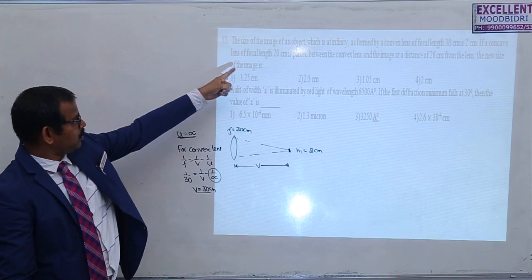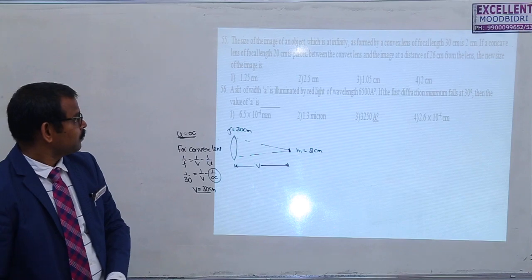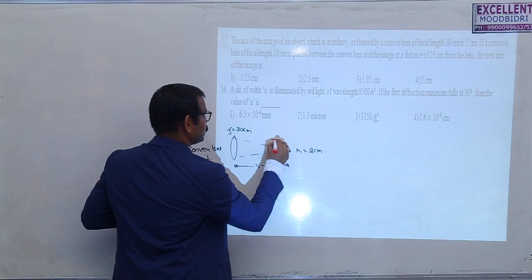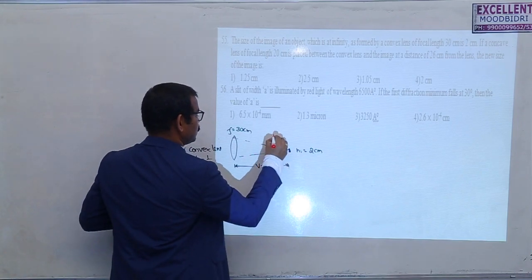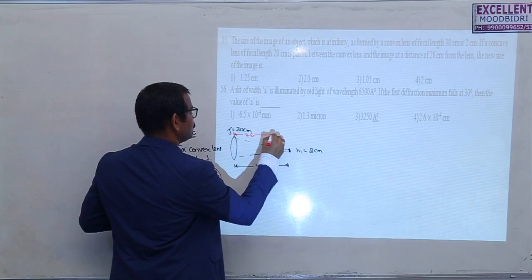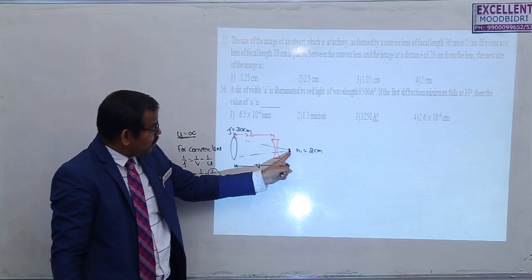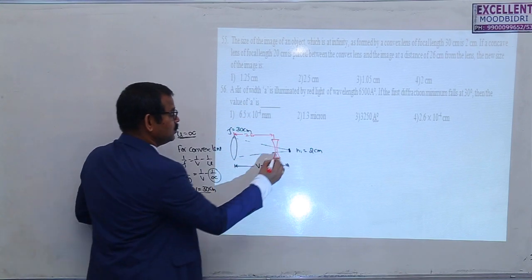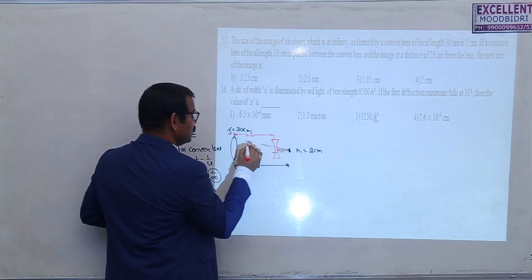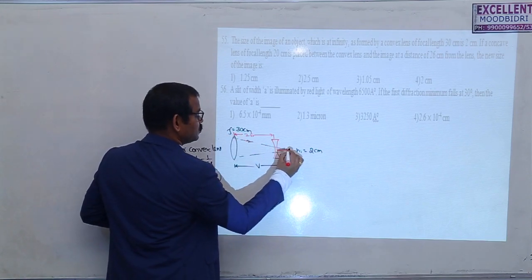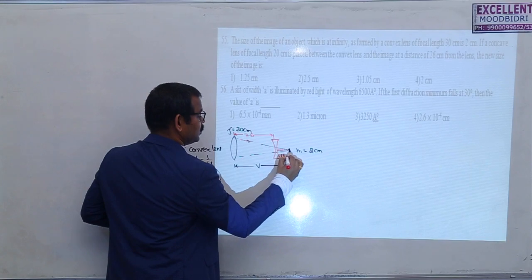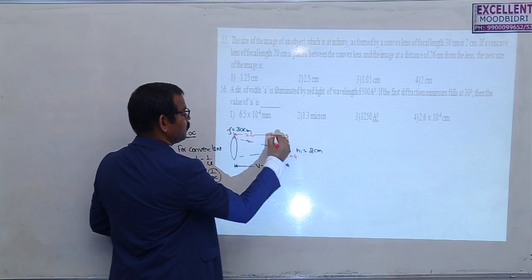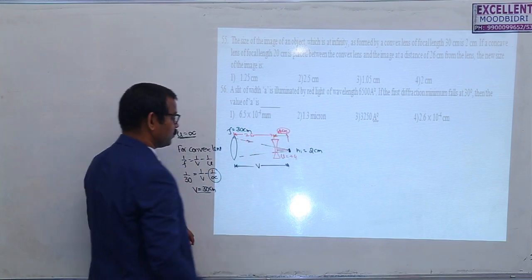Now, a concave lens of focal length 20 centimeters is placed between the convex lens and image at a distance of 26 centimeters from the lens. So, here a convex lens is placed and this distance is 26 centimeters. The image formed by the convex lens will act as a virtual object for this one. So, here when we are measuring this distance, this is the direction of the incident light ray. So, this distance for concave lens will be plus 4 because this is 30, this is 26. This will be 4 centimeters.